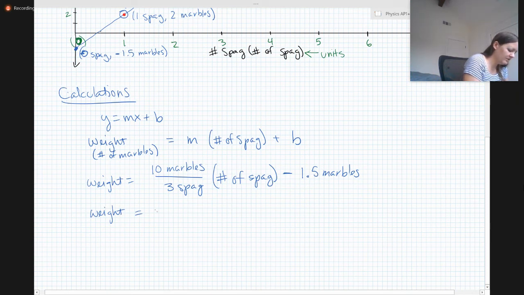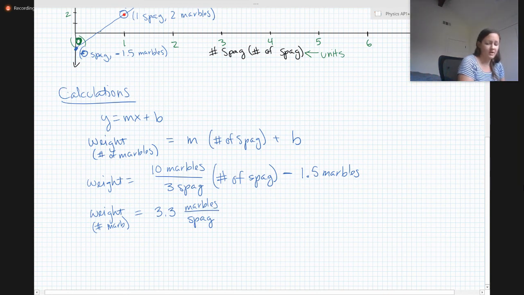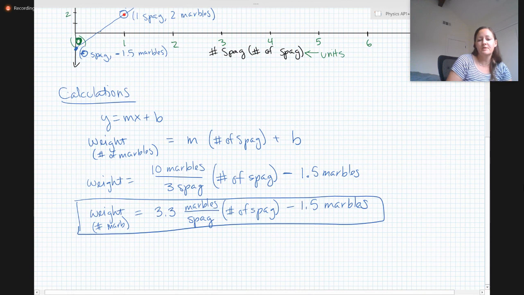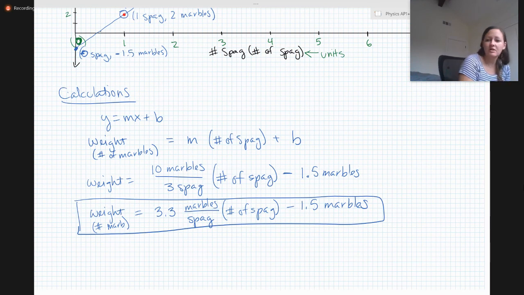So our weight is going to be 3.3, and this is in number of marbles. It's going to be 3.3 marbles per spaghetti. Notice I kept the units on my slope, right? And then over here, we're going to have number of spaghetti minus 1.5 marbles. And I would call this a correct answer for what is an equation that represents my data or my graph. So this is the representation of my data. Some people call it a model of my spaghetti bridge.